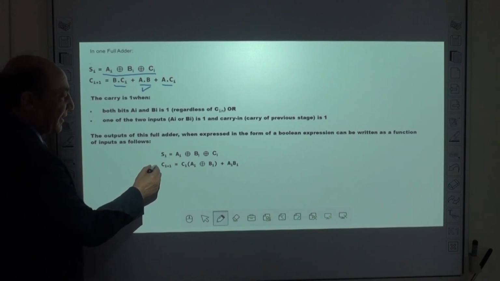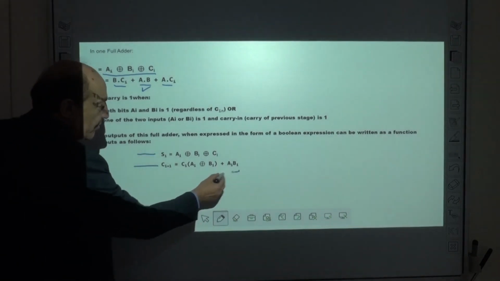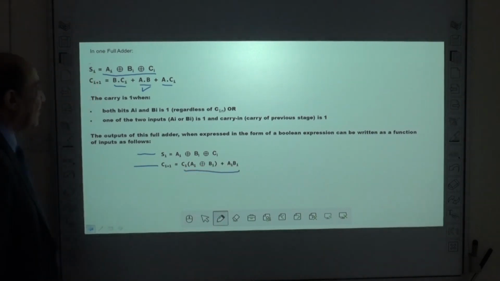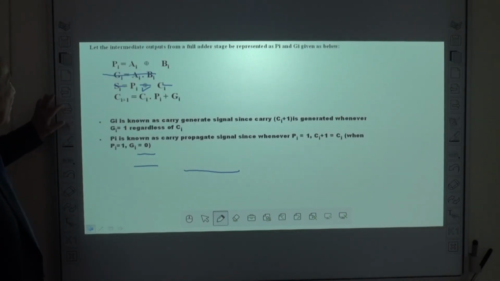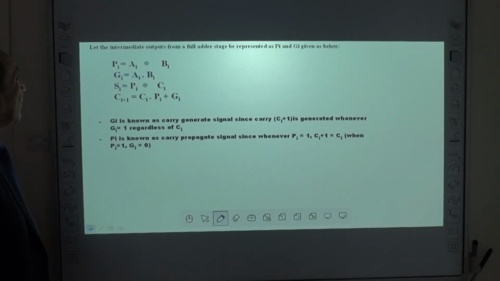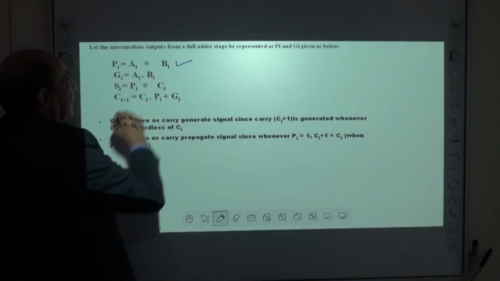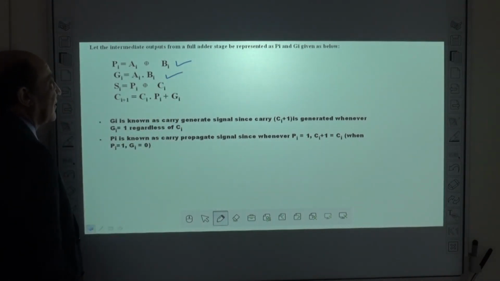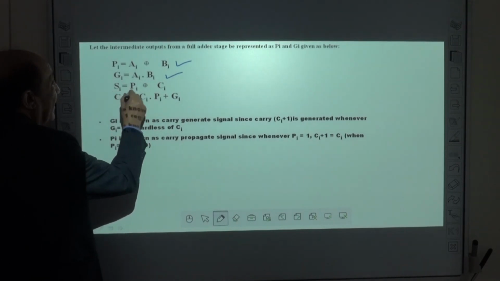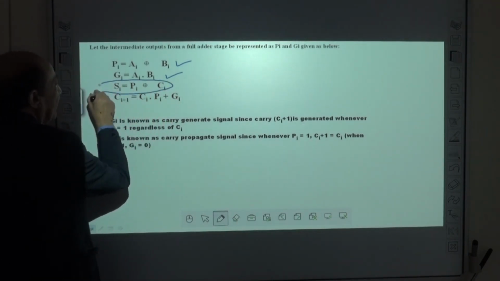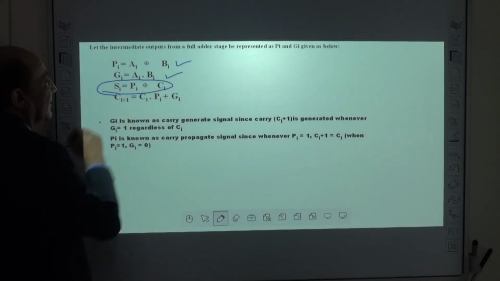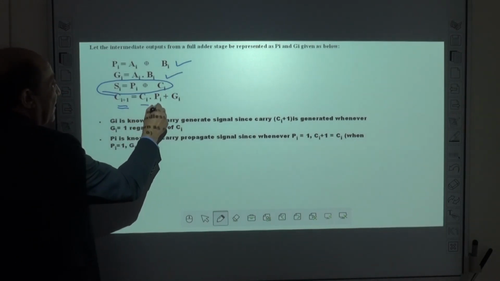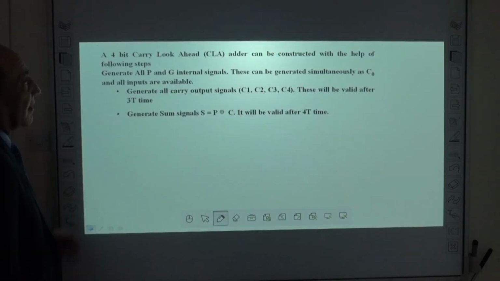We can rewrite the carry, and this is the sum, in this form: Ci, Ai exclusive OR Bi, or Ai Bi. And now we define 2 variables. This is called carry propagate, and this is called carry generate. Accordingly, we can rewrite the expression for the sum Si equal Pi exclusive OR Ci, and the carry out Ci plus 1 equals Ci Pi, or Gi.